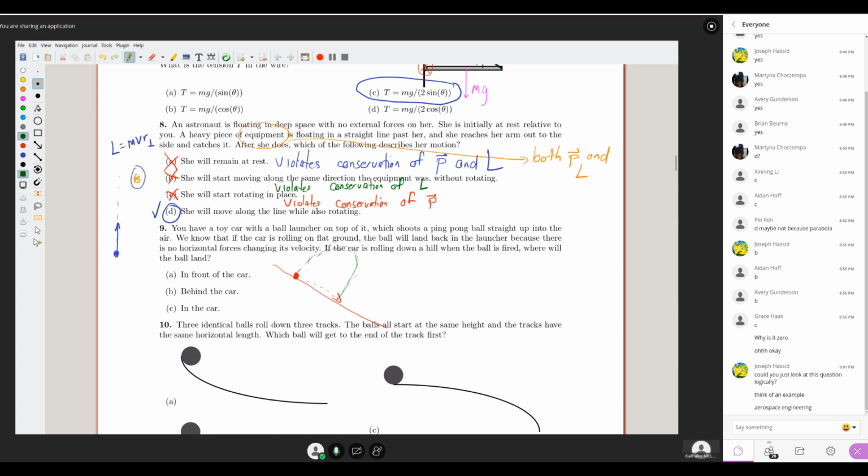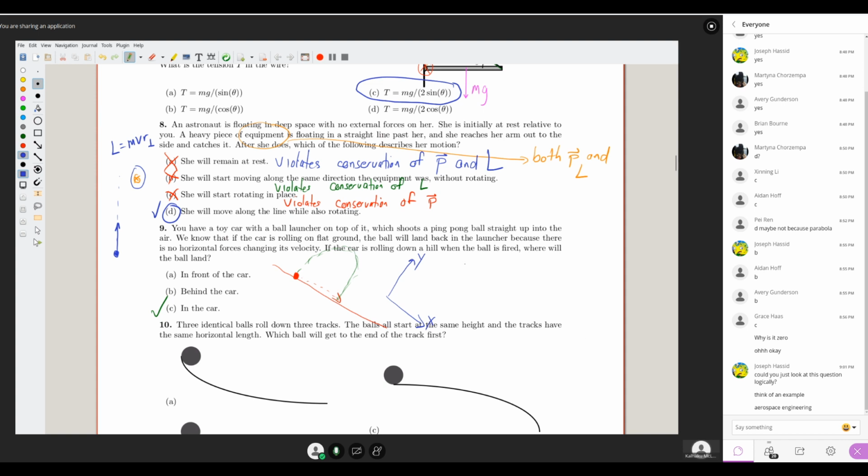So the easy way to do this problem is to remember the demo we did in class. We often like to ask questions on exams like, do you remember this demo we did in class? Or can you think through how it works? And it landed in the car. But to figure out why, the easiest way to do this is to imagine a tilted coordinate system like this.